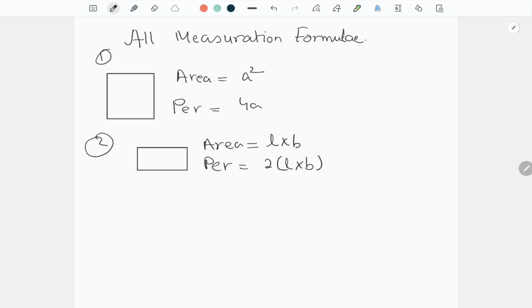We multiply 2 times length plus breadth; this is not a multiplication between them. When we add length and breadth, then we multiply by 2, so we get the perimeter of the rectangle. Now we discuss the third one, that is the triangle.